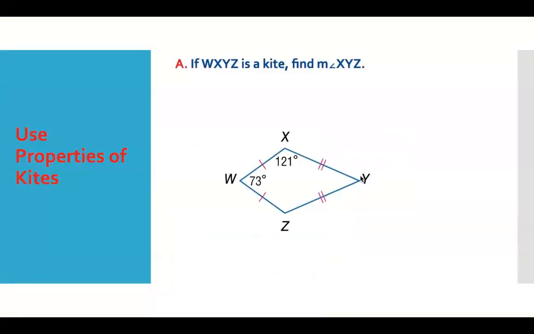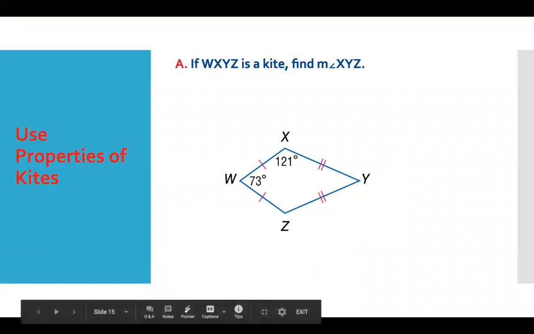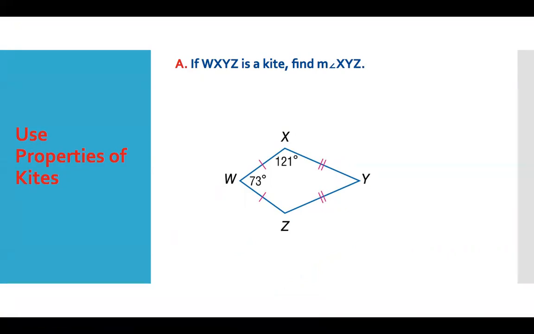All right. So here is our kite. It is WXYZ. Okay, so angle X is 121, angle W is 73, and it wants you to find angle XYZ. They want to know this angle here. All right, so what is angle XYZ? How do we find it?